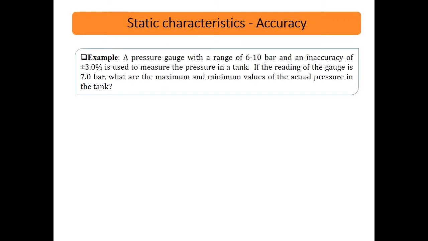To understand further, let's consider the example: a pressure gauge with a range of 6 to 10 bar and an inaccuracy or error of plus minus 3% is used to measure the pressure in a tank. If the reading of the gauge is 7 bar, what are the maximum and minimum values of the actual pressure in the tank?